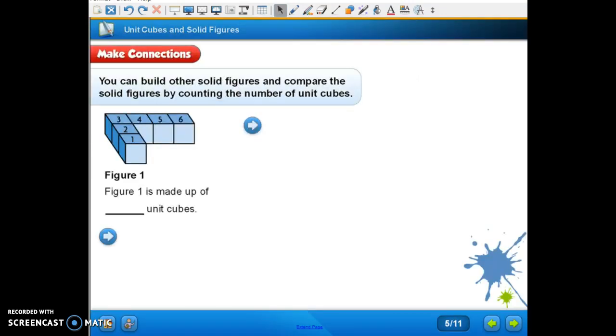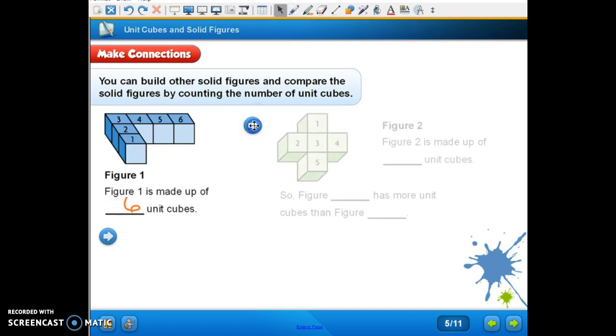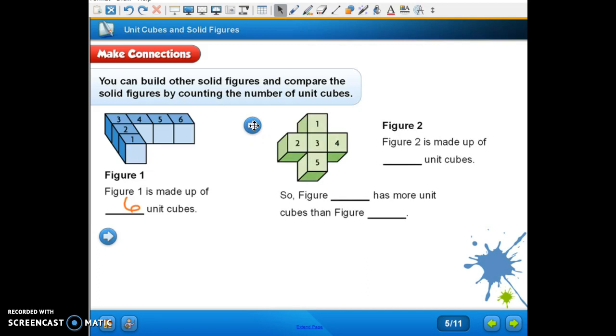You can build other solid figures and compare the solid figures by counting the number of unit cubes. Figure 1. Figure 1 is made up of how many unit cubes? 6. Figure 2 is made up of how many unit cubes? 5. So figure blank has more unit cubes than figure 2. Which one has more? Figure 1 has more than figure 2.